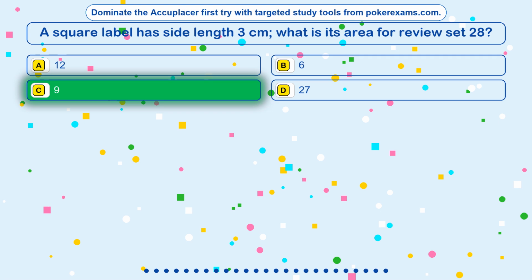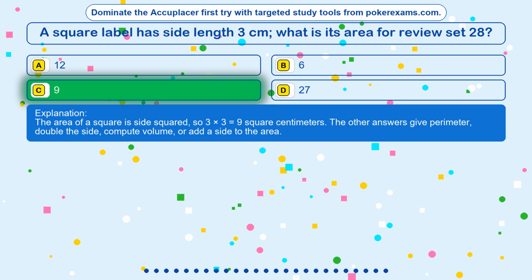The correct answer is option C, 9. The area of a square is side squared, so 3 times 3 equals 9 square centimeters. The other answers give perimeter, double the side, compute volume, or add a side to the area.